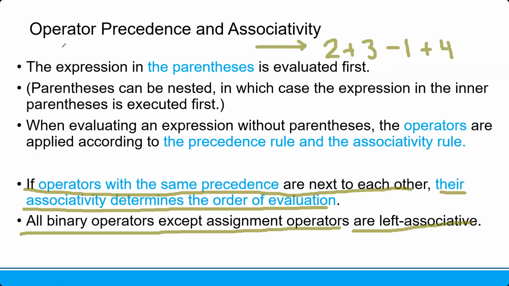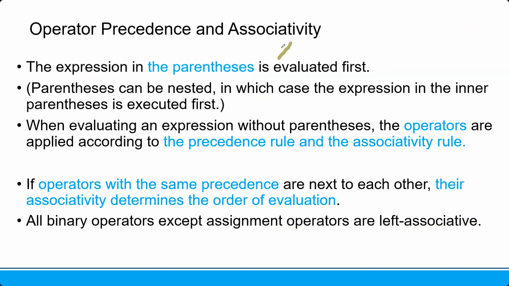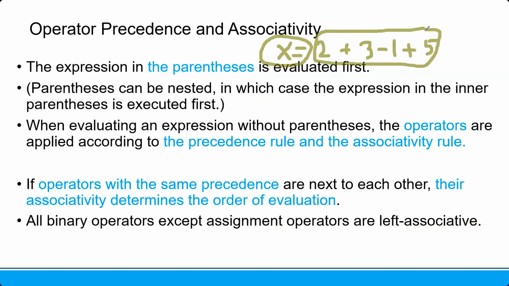If we have variable x equal to 5, this is what we call left associativity. So if I have x = 2 + 3 - 1 + 5, then this is also left to right, except this one. It means we will do this one after we finish with this binary operator.